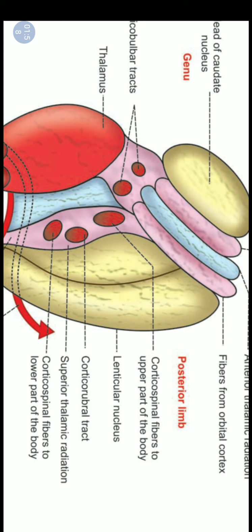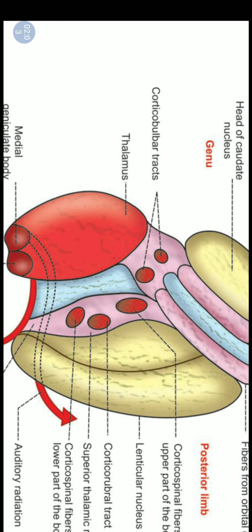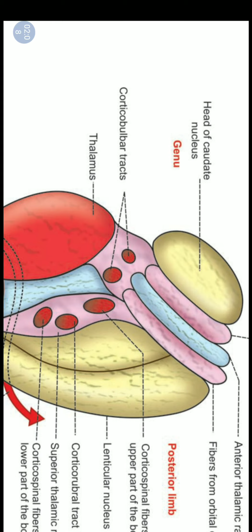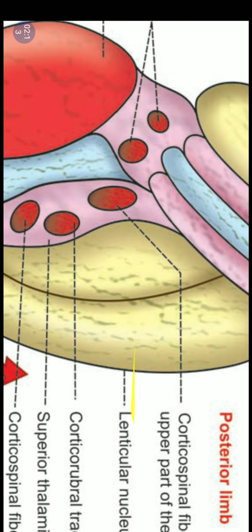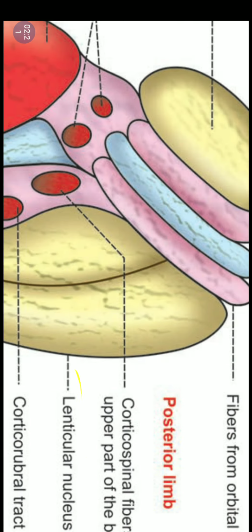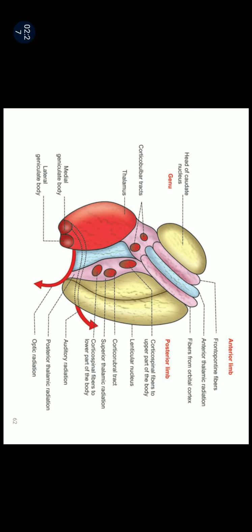So here you can see the internal capsule. On the medial side there is thalamus and caudate nucleus, and laterally there is the lenticular nucleus. This one is thalamus, and this one is caudate nucleus. So this internal capsule has mainly three divisions here: the anterior limb, the posterior limb, and the genu.